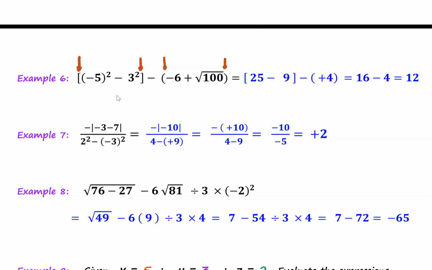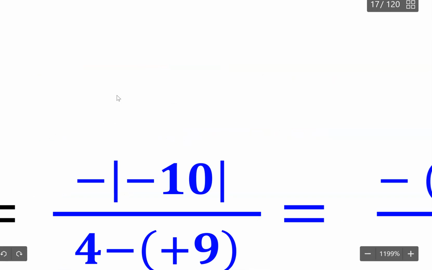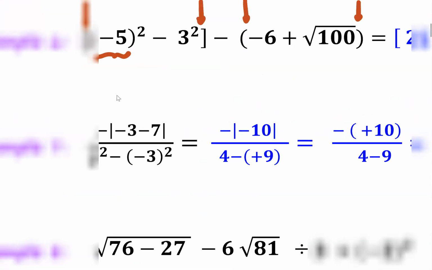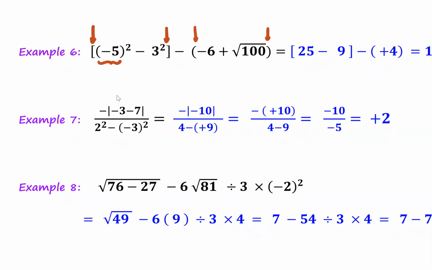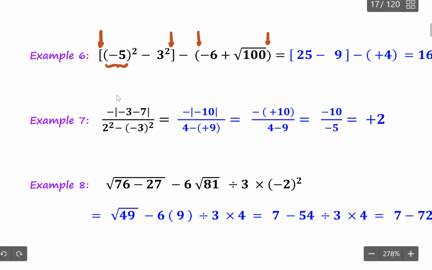See here, you have negative 5 raised to the exponent 2, negative 5 raised to the exponent 2. What you should key into your calculator is that the calculator should have the brackets around the negative sign. So in this case, you should have positive 25.